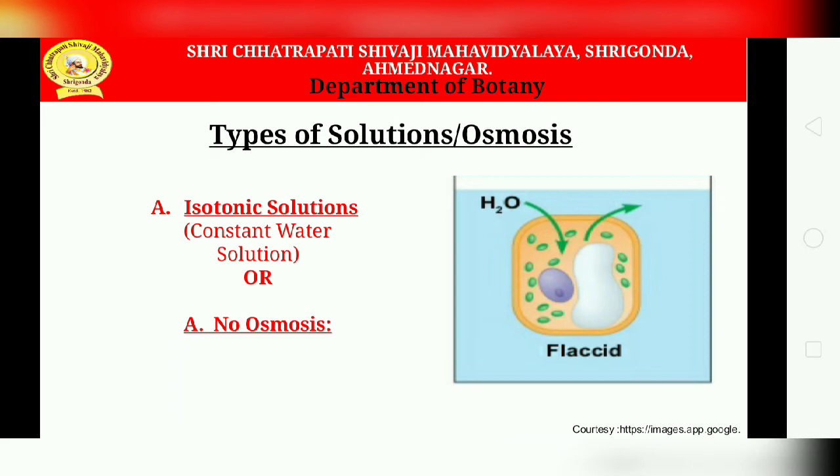And the next type of osmosis is no osmosis. If the cell is placed in an isotonic solution, the water concentration of the cell sap and the outer solution is the same, so no osmosis is found. So it is known as no osmosis.